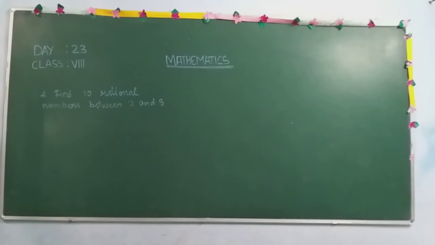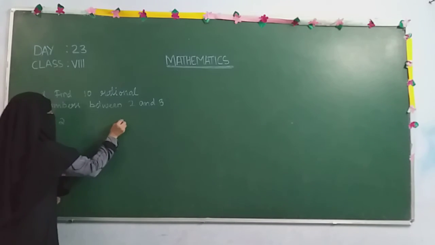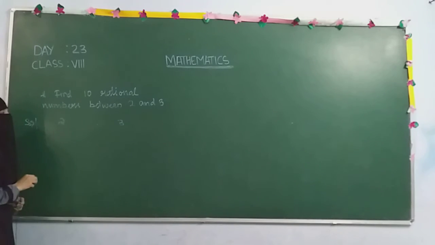So how to? Yesterday we studied the mean method, which takes much time. The process is a bit complex. So to avoid those things, we are going to study an alternate method, how to find rational numbers between two rational numbers. First of all, whatever numbers are given, you need to write those numbers. Then how many rational numbers is he asking to find out? Let's start with the solution. Between 2 and 3 you need to find 10 rational numbers.